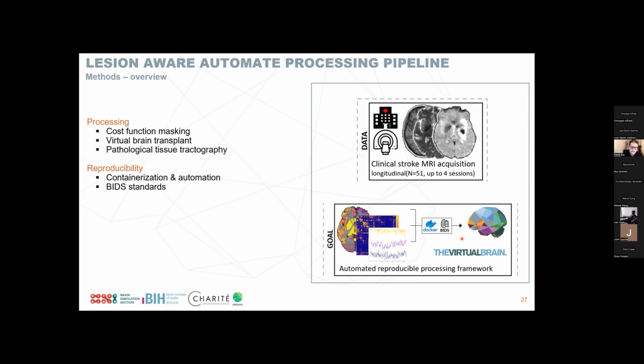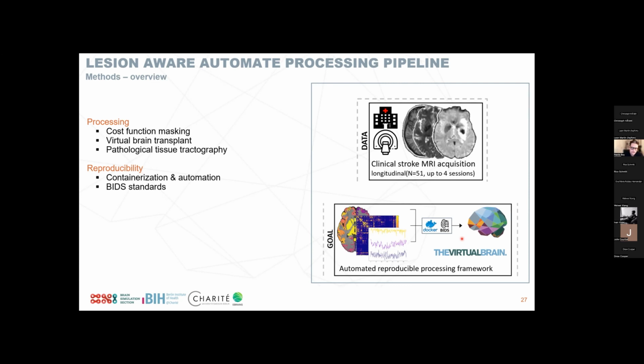First, for the processing itself, we're going to look at cost function masking as a way of trying to deal with the lesion impact, virtual brain transplants to enable a lot of downstream processing that is otherwise maybe not possible because of these lesion artifacts that we see, and pathological tissue tractography to get a good estimate of how the lesion actually impacts our tractography when we want to create these structural connectors, right? Because we want to make sure that the integration of the lesion into this lesion-aware processing is accurate and gives us a good estimate of the underlying ground truth.